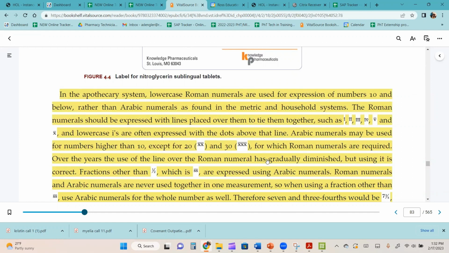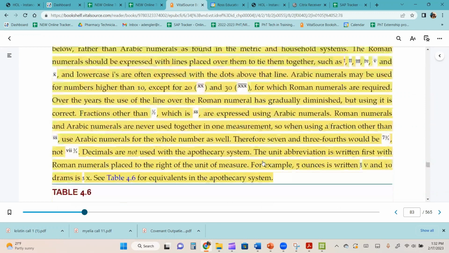Arabic numerals may be used for numbers higher than 10, except for 20 and 30, for which Roman numerals are required. Over the years, the use of the line over the Roman numeral has gradually diminished, but using it is correct. Fractions other than 1/2, which is SS with the line over top of it, are expressed using Arabic numerals. Roman numerals and Arabic numerals are never used together in one measurement. So when using a fraction other than SS, use Arabic numerals for the whole number as well.